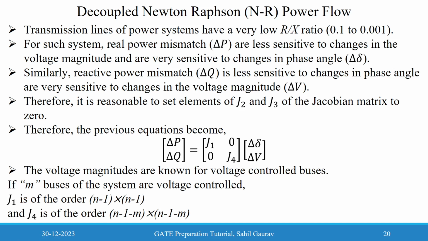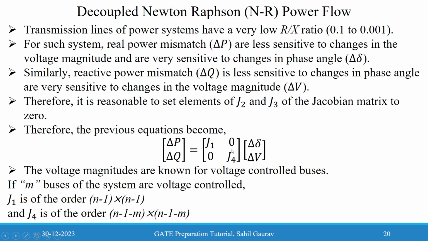Now let us see the decoupled Newton-Raphson power flow method. As we all know, transmission lines of power systems have a very low R/X ratio, approximately 0.1 to 0.001. For such systems, real power mismatch is less sensitive to changes in the voltage magnitude and very sensitive to changes in the phase angle. Similarly, reactive power mismatch is less sensitive to changes in the phase angle and very sensitive to the voltage magnitude. Therefore, it is reasonable to set the elements J2 and J3 of the Jacobian matrix to 0. Therefore, the previous equation becomes like this one.